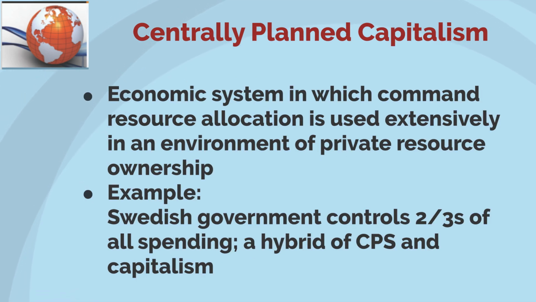Centrally planned capitalism. In Sweden, where two-thirds of all expenditures are controlled by the government, resource allocation is more command-oriented than market-oriented. Sweden's welfare state has a hybrid system that has elements of both centrally planned socialism and capitalism. China's Guangdong province operates within a market system. China's private sector accounts for 75% of total national output. Cuba and North Korea are the last countries to use the command allocation approach. Centrally planned capitalism is the economic system in which command resource allocation is used extensively in an environment of private resource ownership.